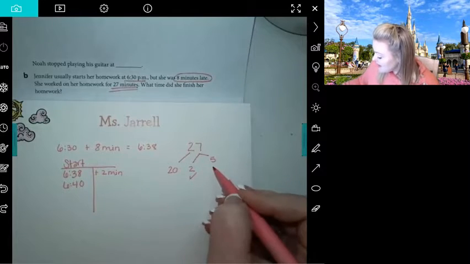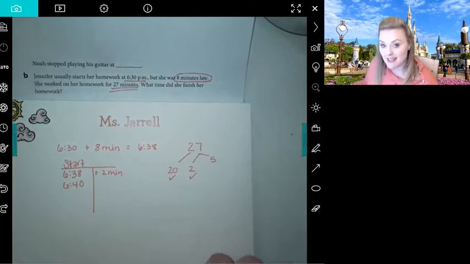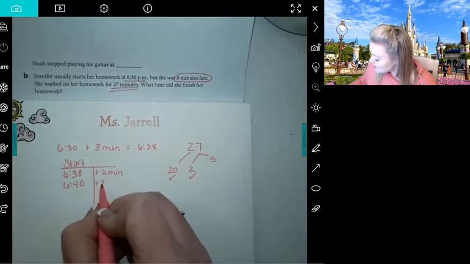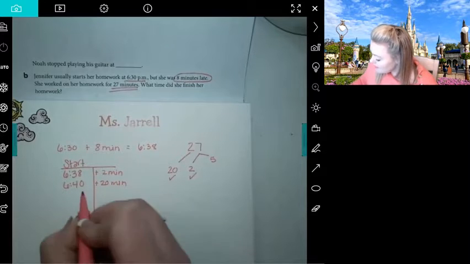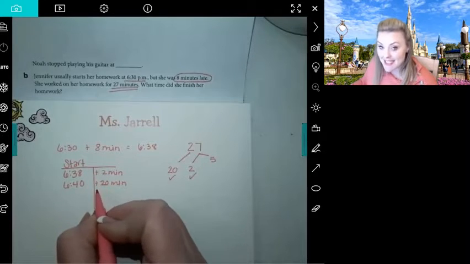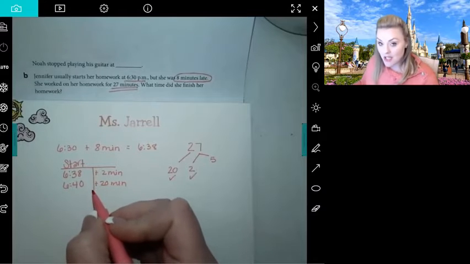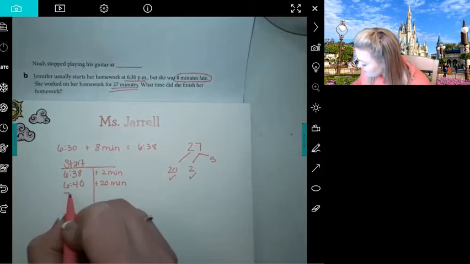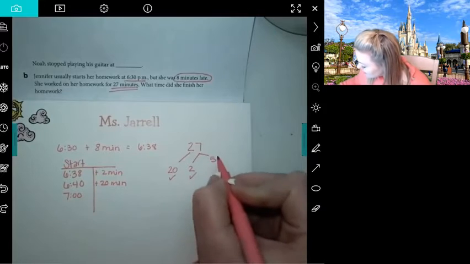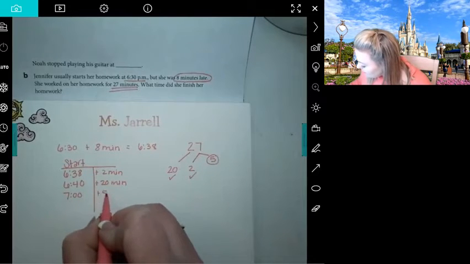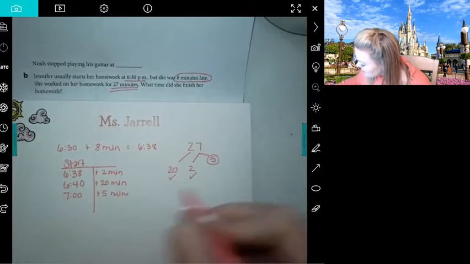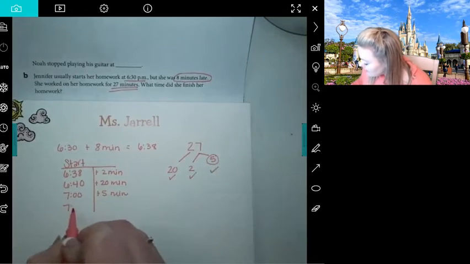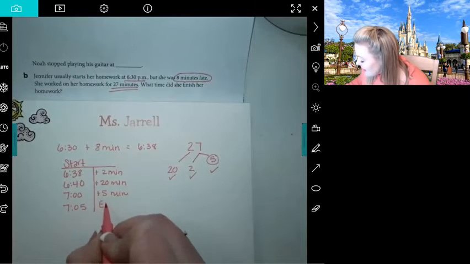Now I'm going to add my 20 minutes just to make it easy for myself. I'm going to add 20 minutes. And I know that 40 plus 20 is 60. So that takes me to the next hour. So 6:40 plus 20 minutes would be 7 p.m. And then I'm going to look at this 5. I'm going to add 5 minutes. And that would be 7:05, which is my end time.